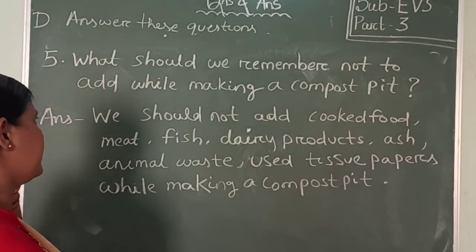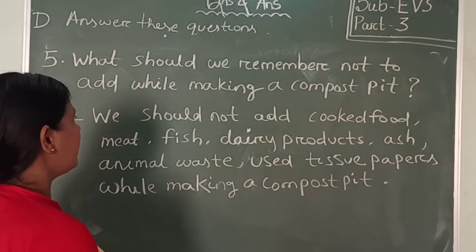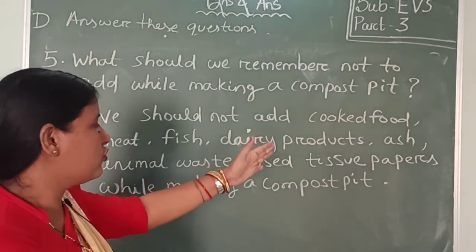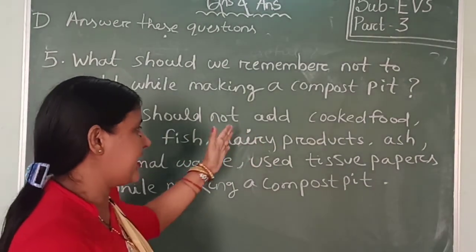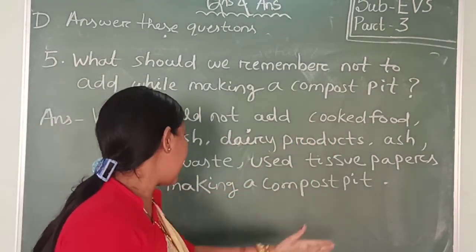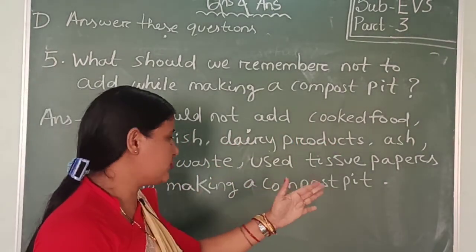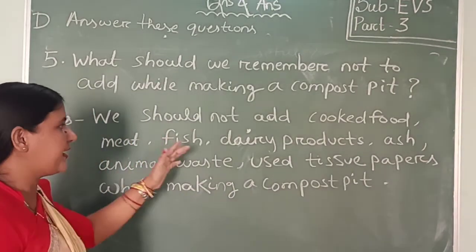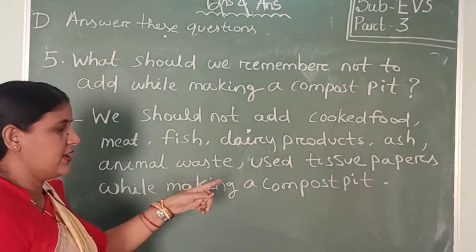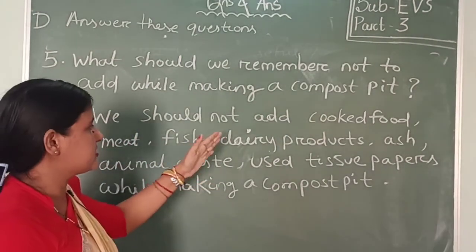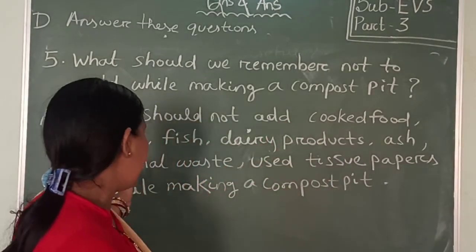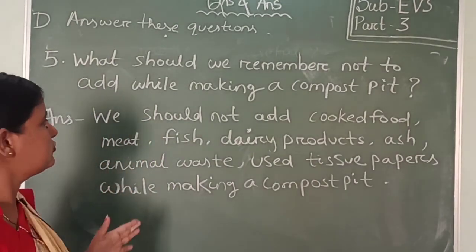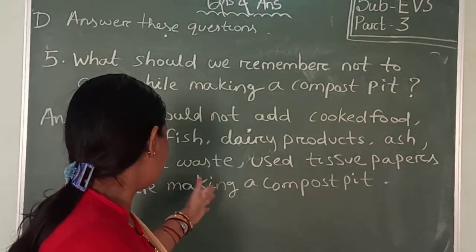Your question number 5 is, what should we remember not to add while making a compost pit? Okay, we should not add cooked food, meat, fish, dairy products, ash, animal waste, used tissue papers while making a compost pit. Always remember, you should not add these products when you are making a compost pit.